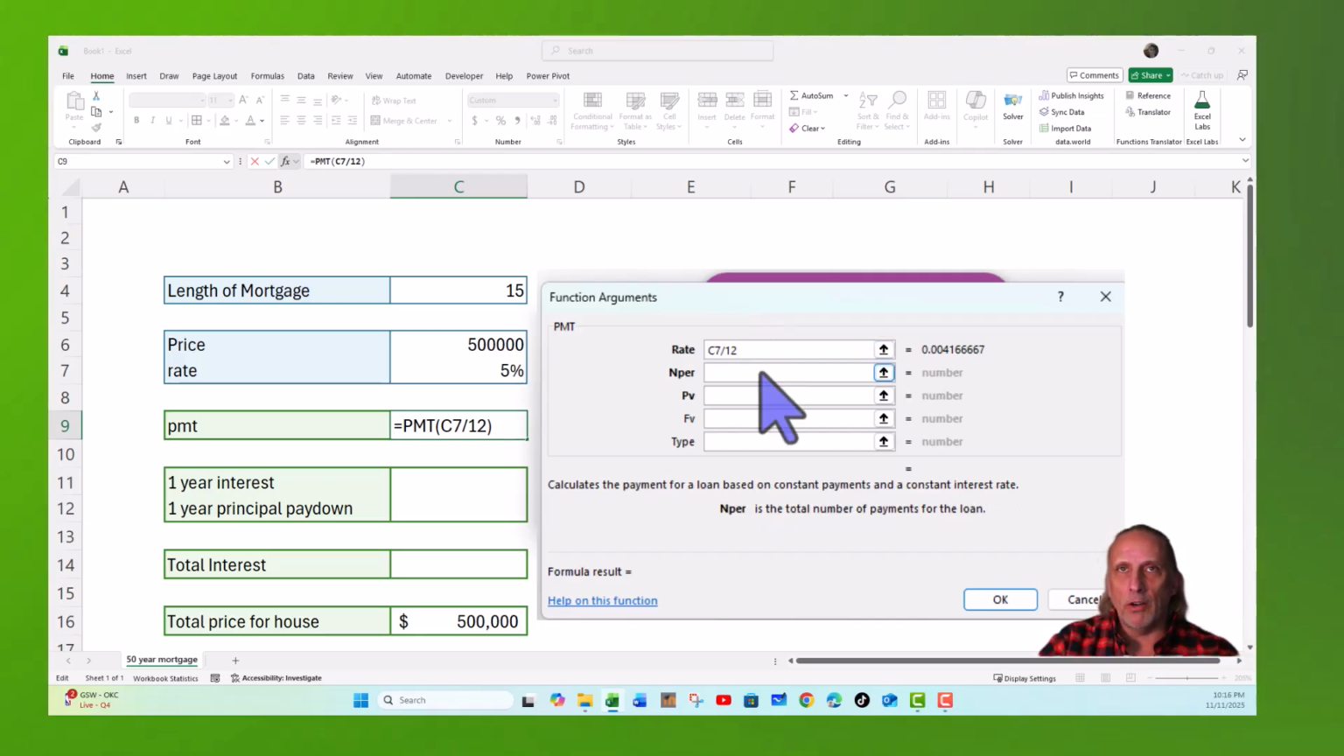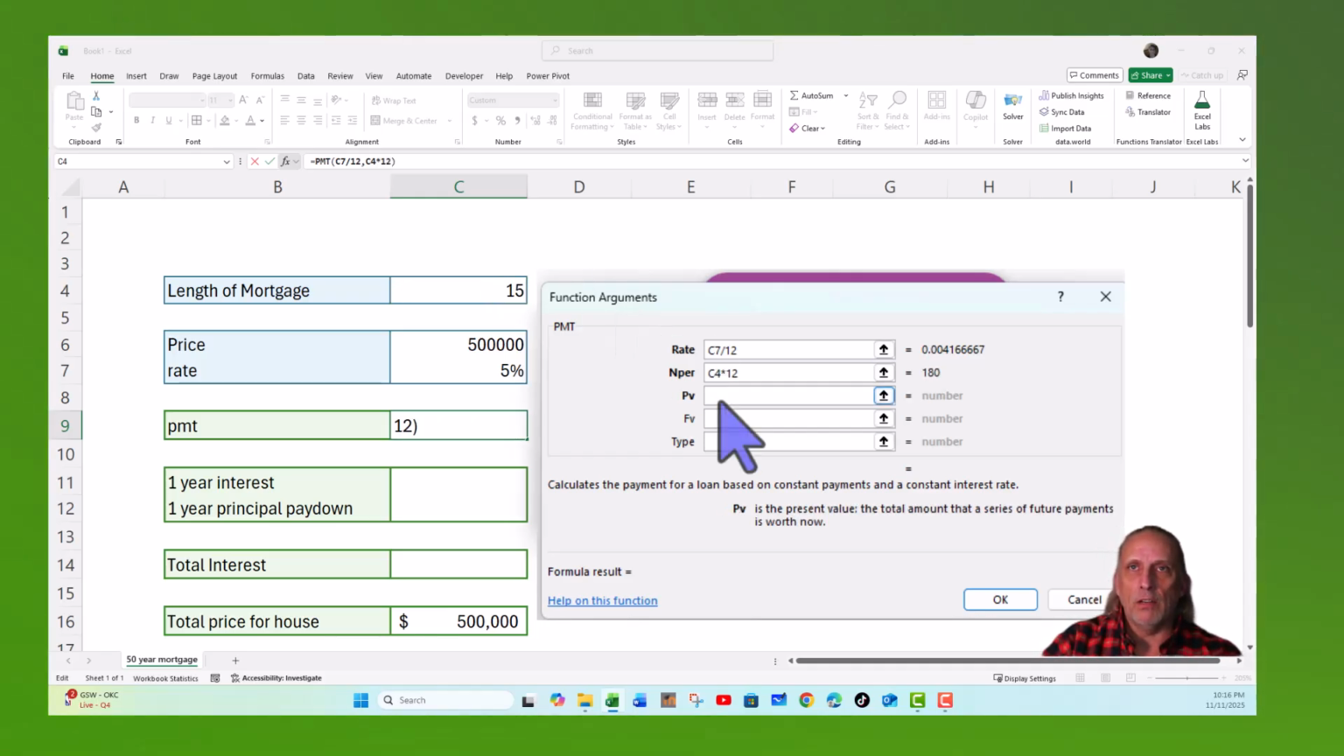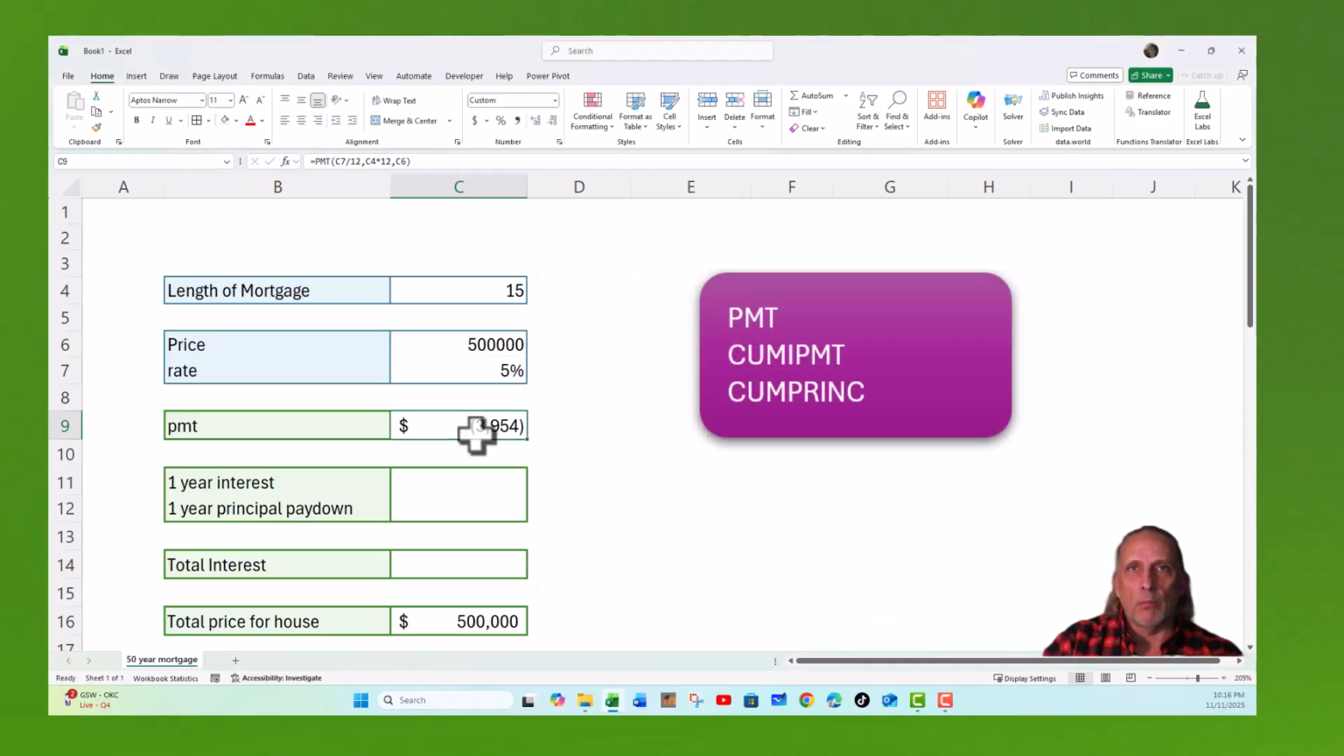Now the number of periods is the number of payments we're going to make of the loan. That's simply the length in years times 12 months again. Now we'll click present value. Nothing fancy about that. We're just going to click the price. And there's no future value and there's no type. So we will click OK. And we've got our mortgage payment.